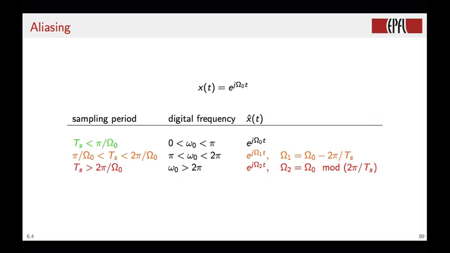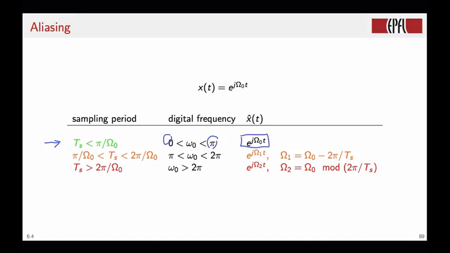So the first case is easy. That's when the sampling period Ts is smaller than π over Ω0. Why? Because we are meeting the sampling theorem, and so the same frequency that went in should also come out. So the digital frequency in this case, small ω0, is between 0 and π, and the output is indeed what went in, e^(jΩ0 t).